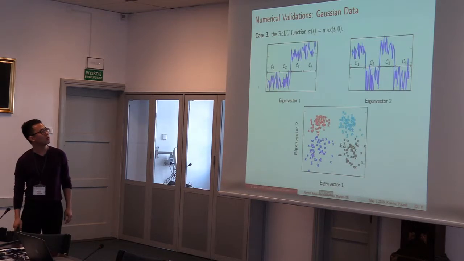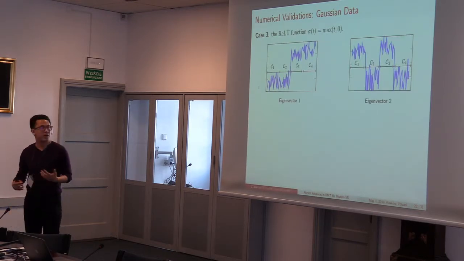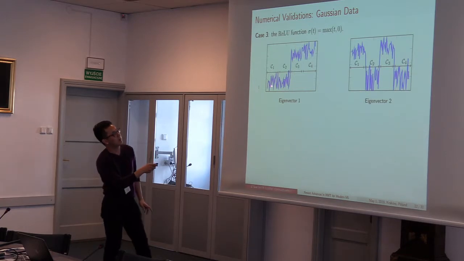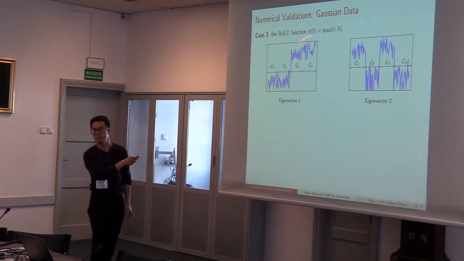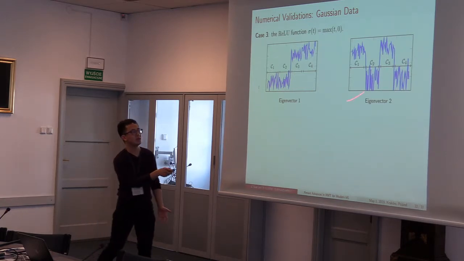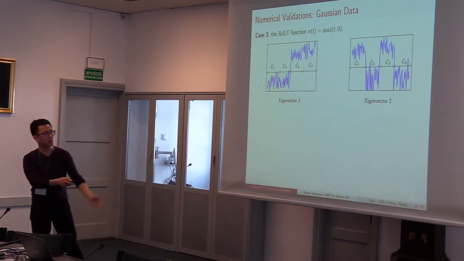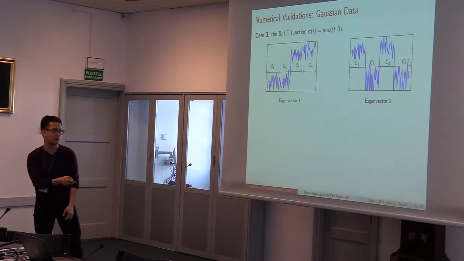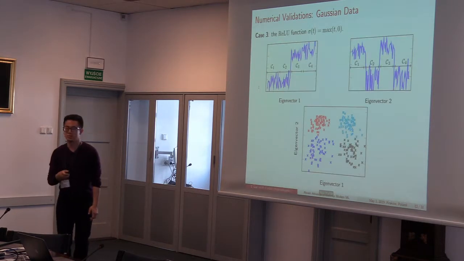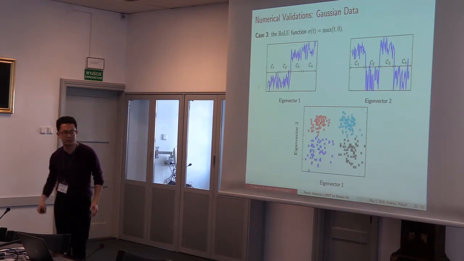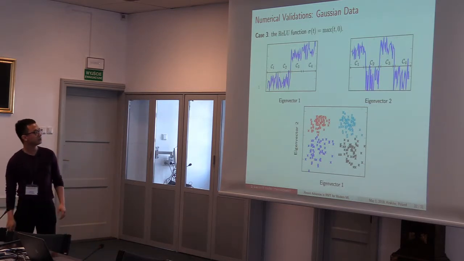But if we use a more clever choice, the so-called ReLU function, we see that the first eigenvector tells us that there are differences in means, and the second tells us that there are differences in covariance. So if we put the top two eigenvectors together, we see that there are four classes that are really well separated. So it's very interesting.